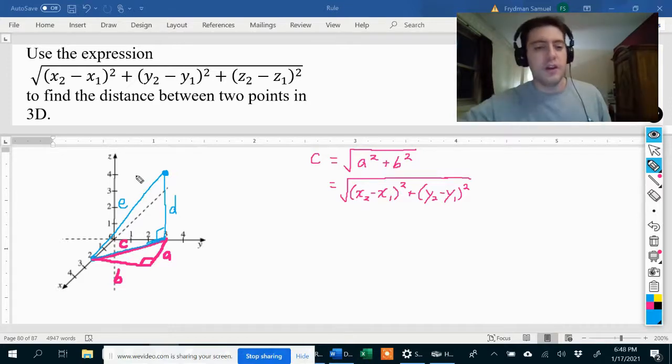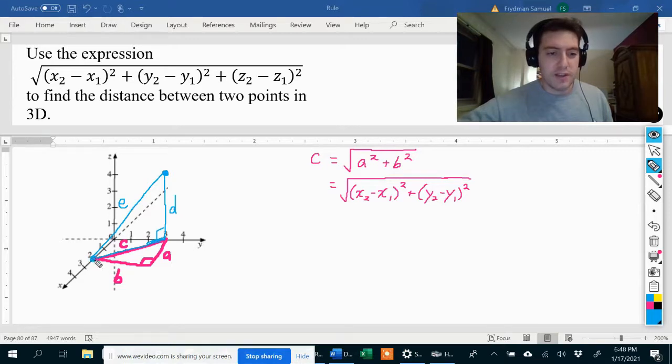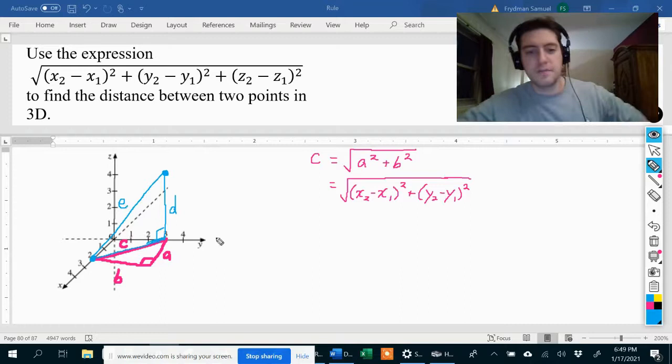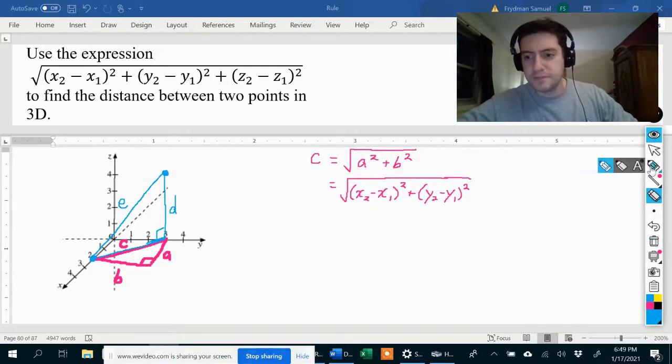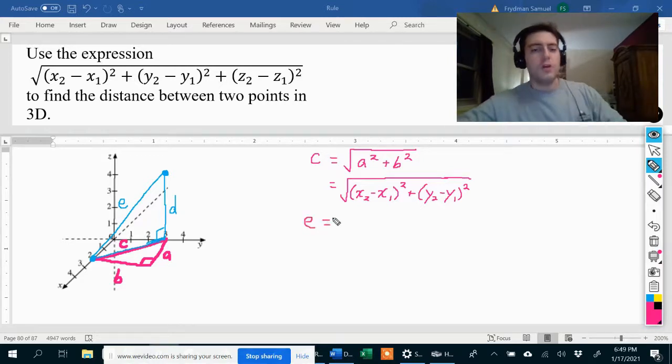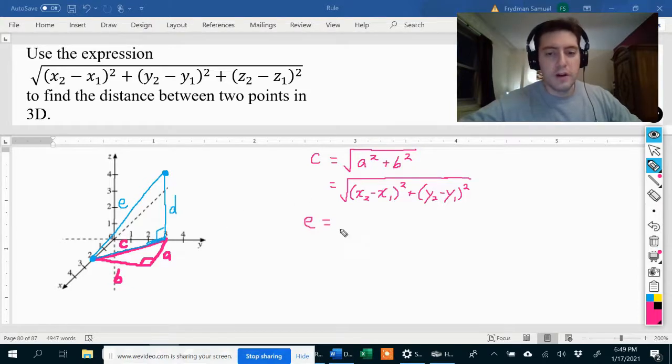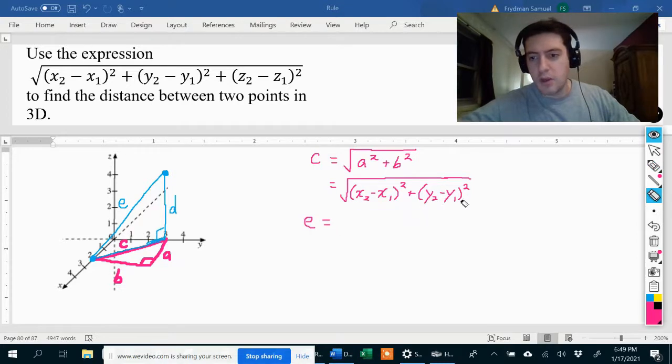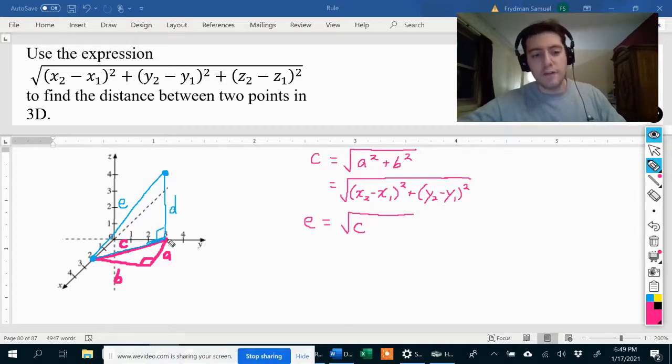So what we're really looking for is E, which is the distance between this original dot that we had and also this original dot that we had. Now how can we figure out what E is? Well, we're going to apply this same sort of rule over here, where E is equal to the square root of C squared. C is a hypotenuse of this right triangle, but it's a leg of this right triangle, and E is the hypotenuse. So C would go over here with the other leg D. So E is equal to the square root of C squared plus D squared.